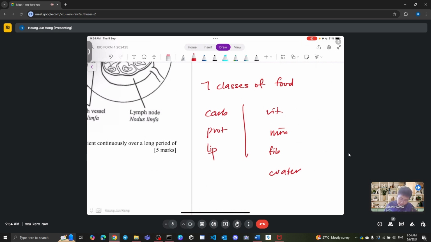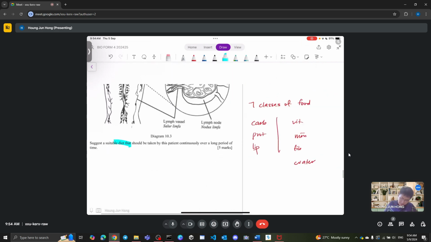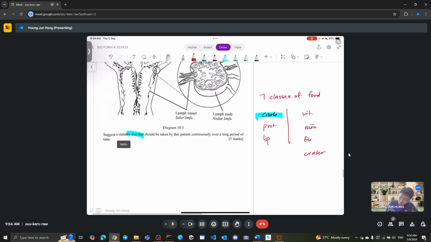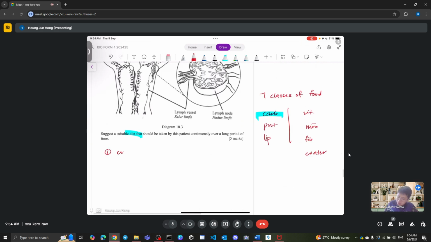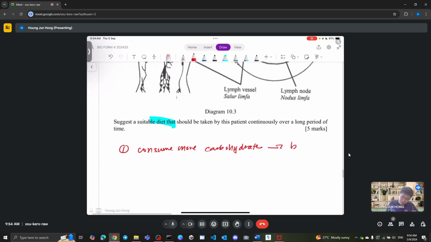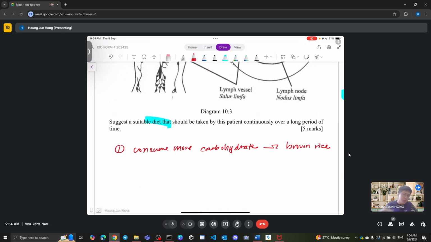Okay. So for example, I can say carbohydrate. Simple. As a patient, of course, you need carbohydrate. Consume more carbohydrate. You can even suggest something like brown rice. Give a bit of healthy rice. For example, brown rice. So you can suggest the item also.